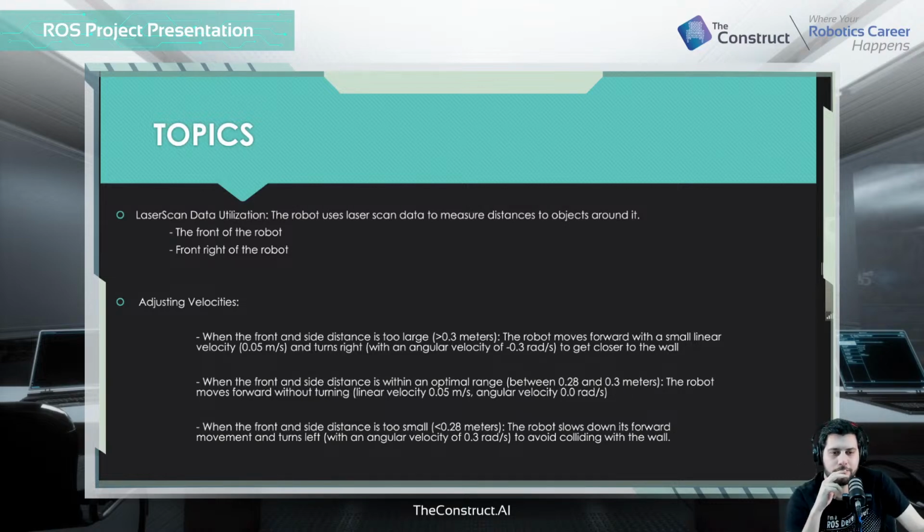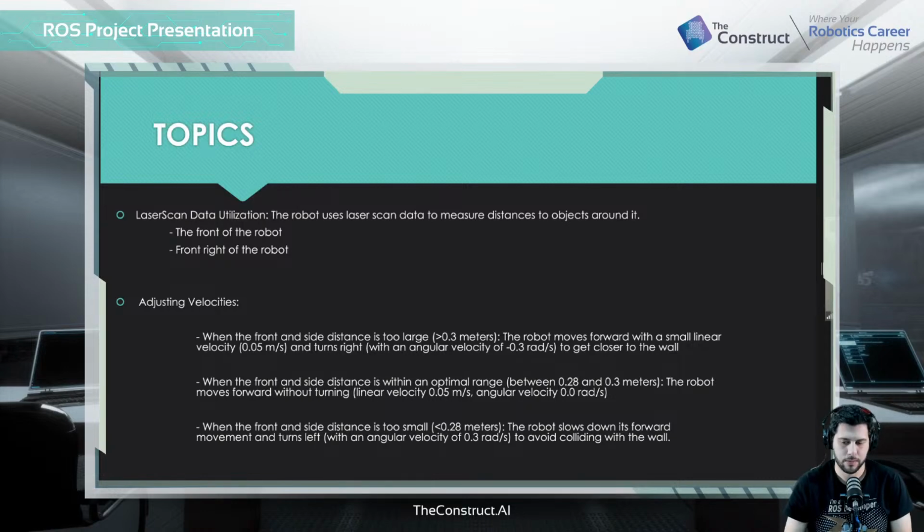When the front and the side distance is too large, the robot will move forward with a small linear velocity and turn right with the angular velocity that I've given, so that the robot gets closer to the wall and is in the green zone that I mentioned in the previous slide. When the robot is within the green zone, I set the angular velocity to 0 and only the linear velocity, so that it moves straight, because it's in the perfect zone.